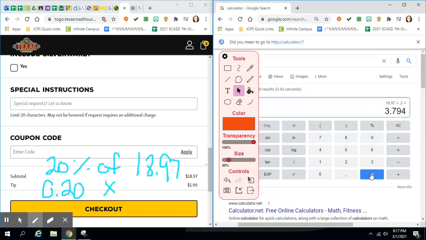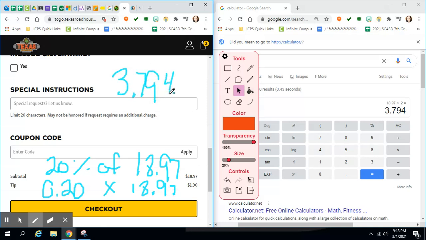So when I do that, I'm getting $3.794. So for this, again, this isn't an actual tip because it's not in dollars and cents, right? We've got this extra number. So we're actually going to round our cents place here using the number behind it. So the 4 is actually telling me that this is going to stay the same. So the actual tip is going to be $3.79 for a 20% tip. This tip is actually a 10% tip.